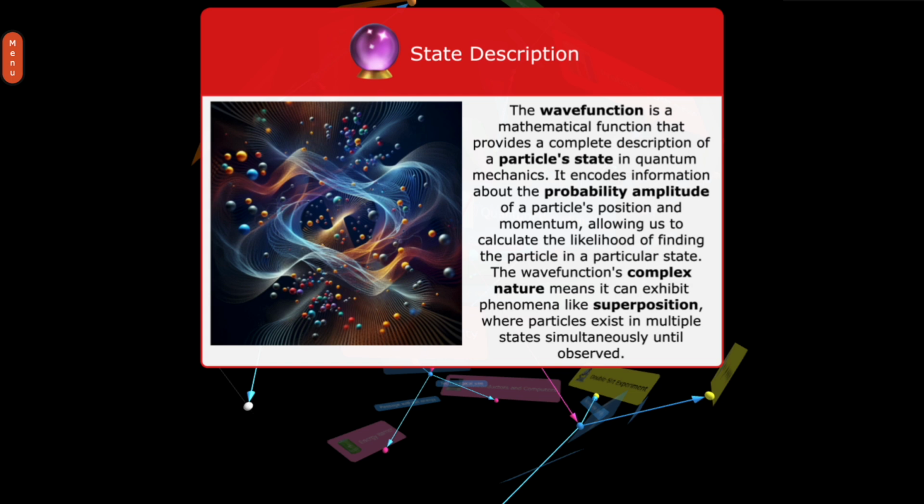The wave function is a mathematical function that provides a complete description of a particle's state in quantum mechanics. It encodes information about the probability amplitude of a particle's position and momentum, allowing us to calculate the likelihood of finding the particle in a particular state. The wave function's complex nature means it can exhibit phenomena like superposition, where particles exist in multiple states simultaneously until observed.